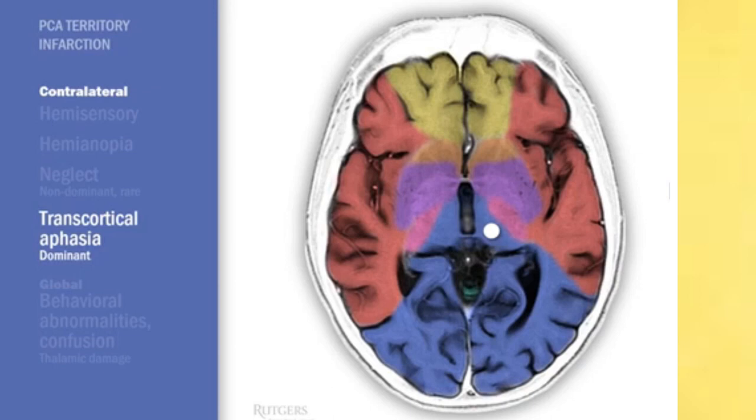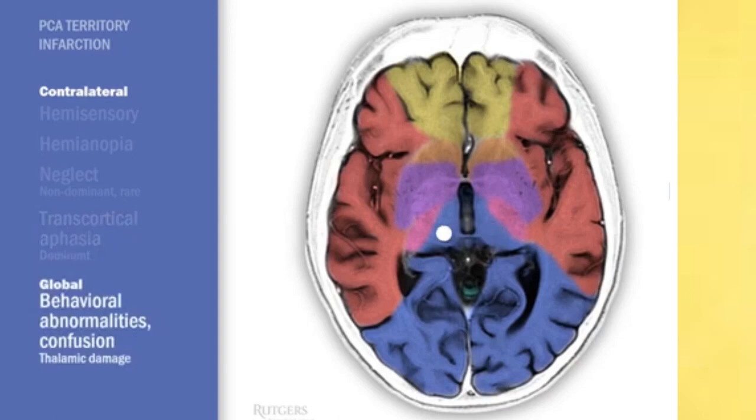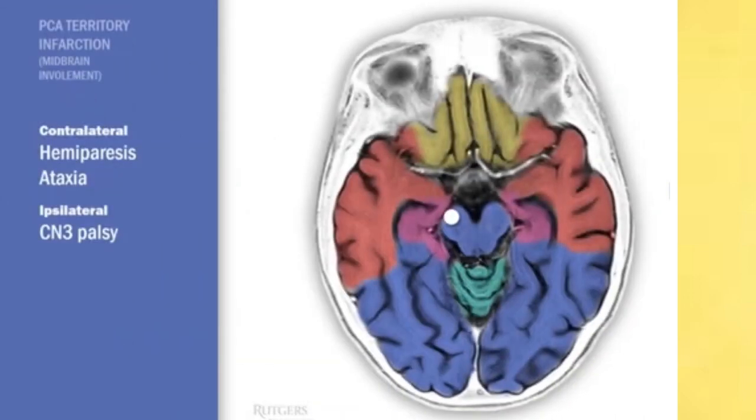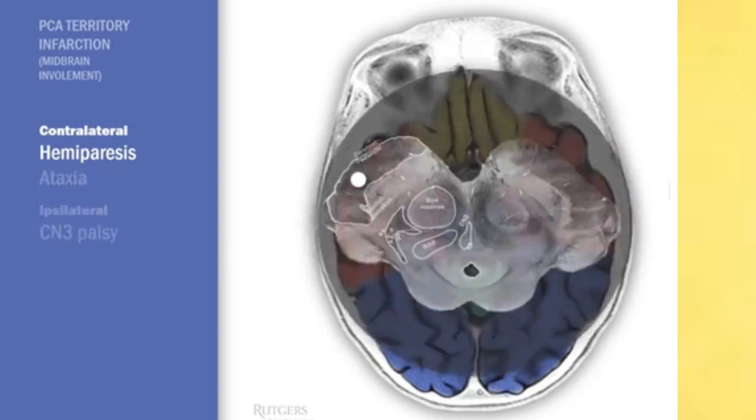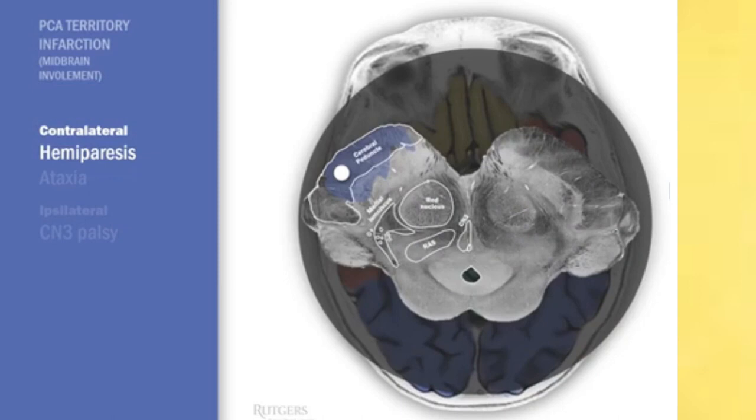Transcortical aphasias are less severe than the classical Broca's and Wernicke's with intact repetition, and global cognitive issues like behavioral abnormalities, confusion, and even memory difficulties. To make things even more difficult, PCA is the terminal branch of the basilar, so it supplies the midbrain. Midbrain is brainstem. Overlaid in blue are some sample strokes of the midbrain.